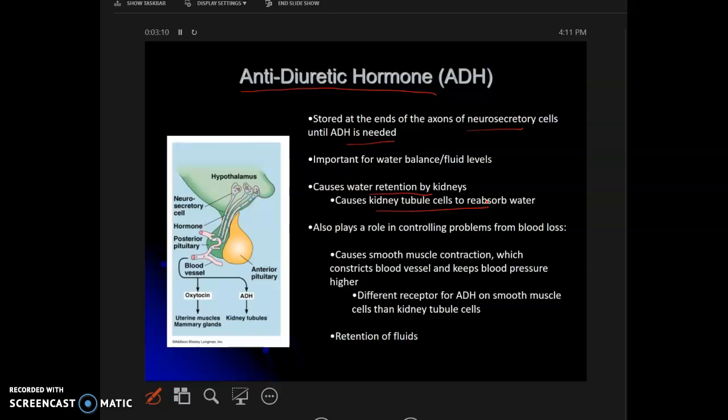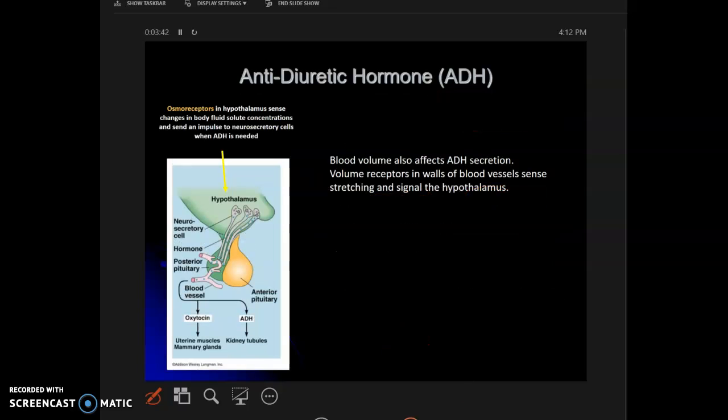How do you increase blood volume? You reabsorb water. You do not allow the loss of water. If you retain water, then the volume of blood will go up. Therefore, blood pressure will also go up. Got it? So it also plays a role in controlling problems from blood loss. We just talked about that, yes? Now this will cause the retention of fluids without getting into too much excessive detail. So the blood volume affects ADH secretion.